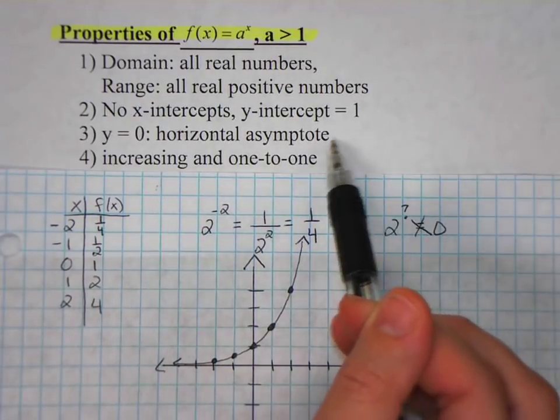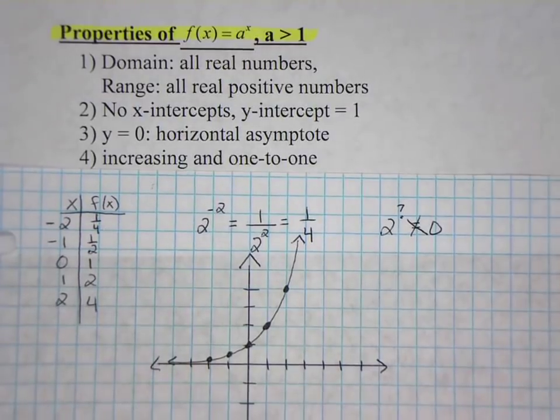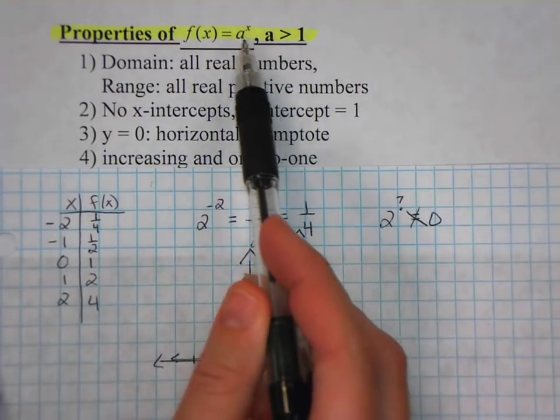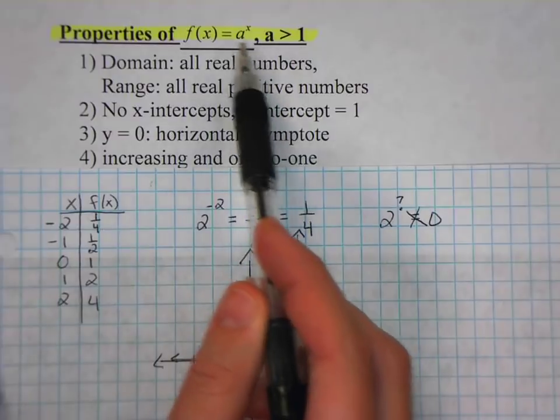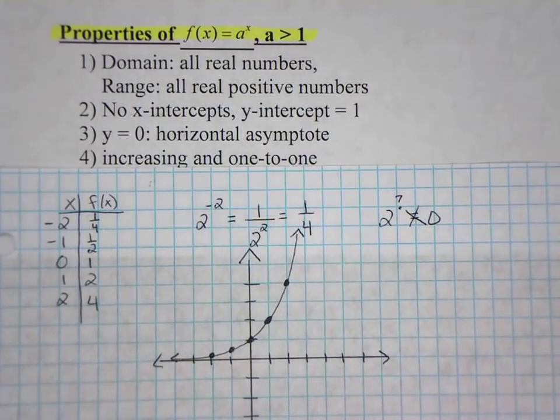This curve is always increasing, and it is also 1 to 1, something that we talked about yesterday. So you can apply that understanding. 1 to 1, meaning that one way to check it would be that it passes the horizontal line test. So make sure you get those properties written down. Notice this is a generic list of properties for when the base, or the a, is greater than 1. So let's look at another example of when our base is between 0 and 1. So we're not going to look at a negative base, but when our base is between 0 and 1.